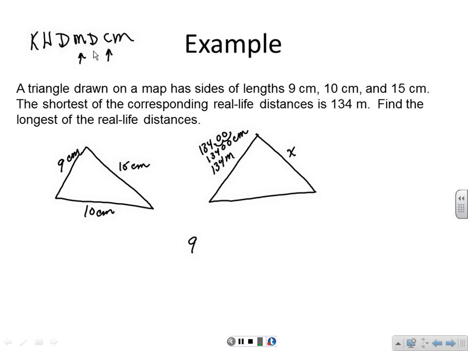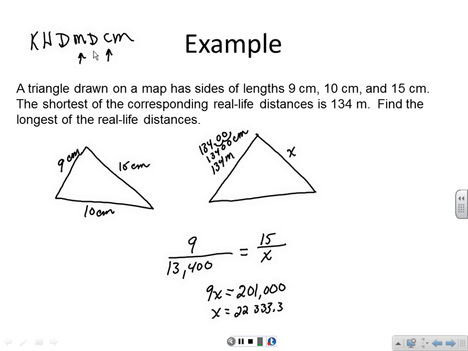So now that I have my units the same, I can set up a proportion. I can do 9 centimeters is to 13,400 centimeters, as 15 centimeters is to x. And I can do my proportion now. So I have 9x is equal to 15 times 13,400. So we have 201,000, and then if we divide by 9, we have x is equal to 22,333 and 0.3, it repeats.